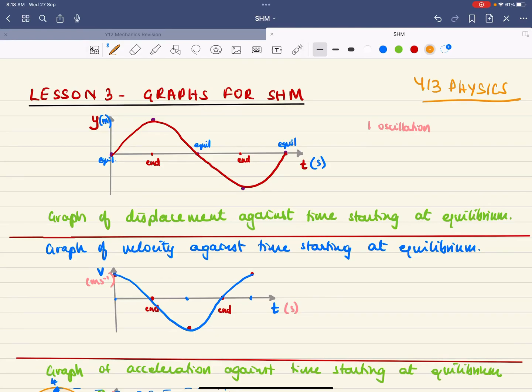This is lesson 3 on simple harmonic motion. This is for year 13 physics, and this lesson is just looking at what the shape of a graph for simple harmonic motion looks like. So there are 3 possible graphs.